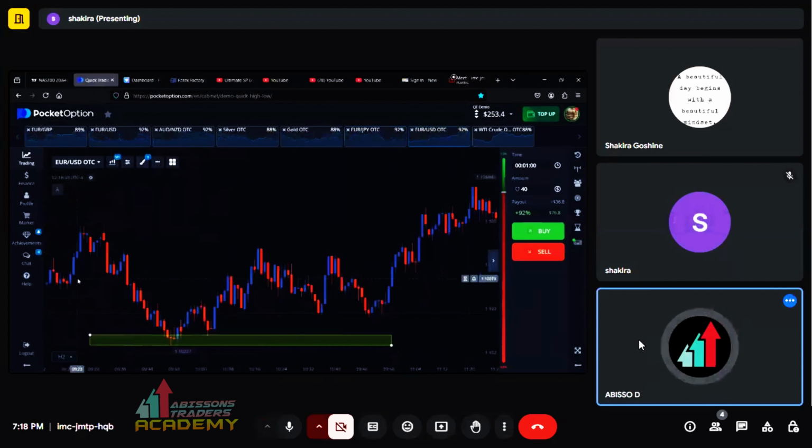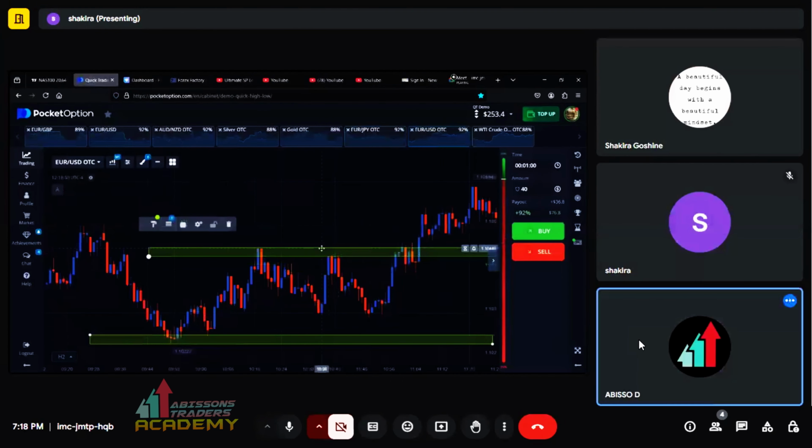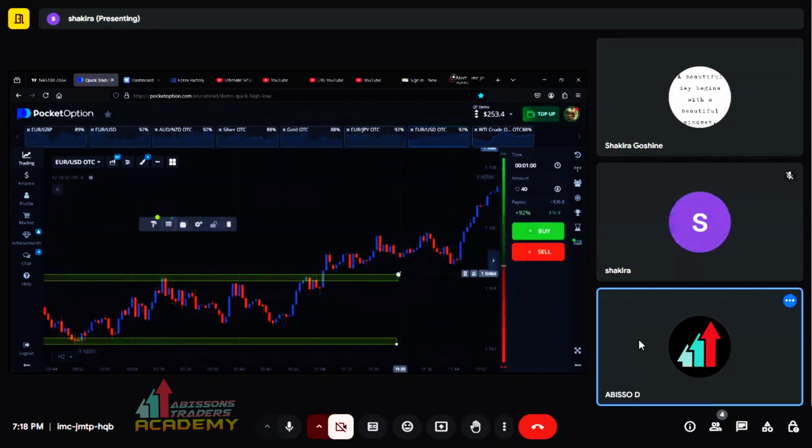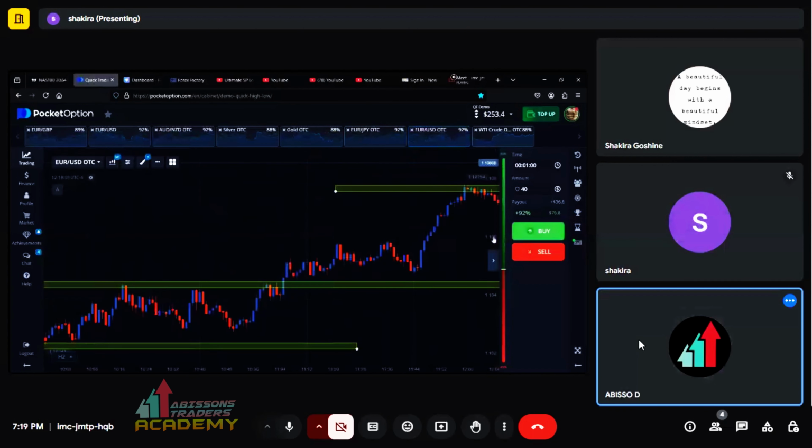Yes, always remember to cover the wicks. So if the wicks are covered, they are good. Right. Okay, that is okay. Can copy. Hold it. Yeah. Right. So those are the major zones.